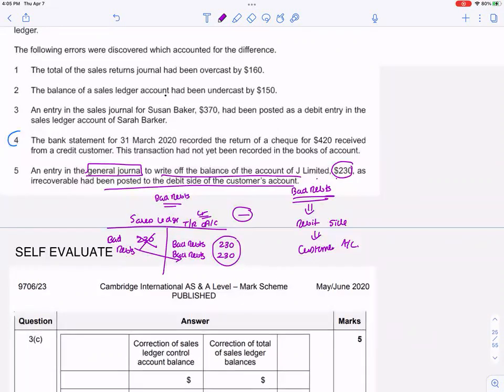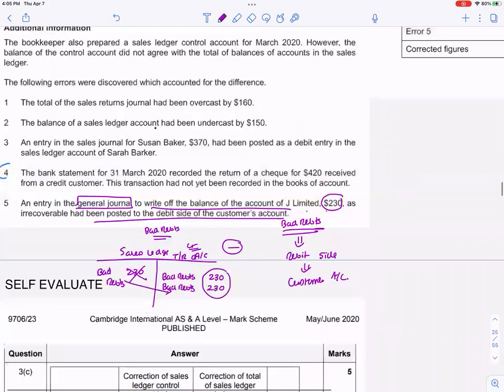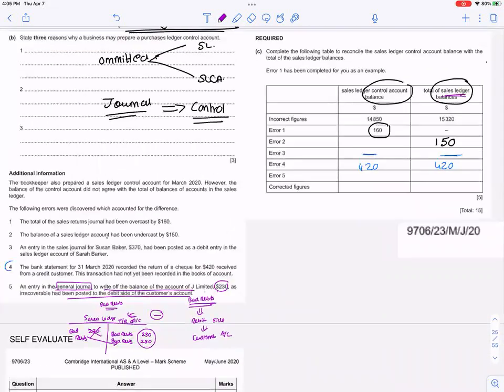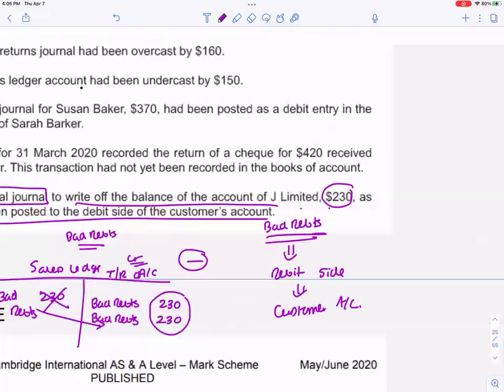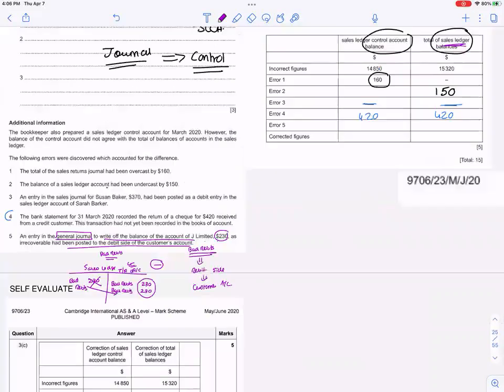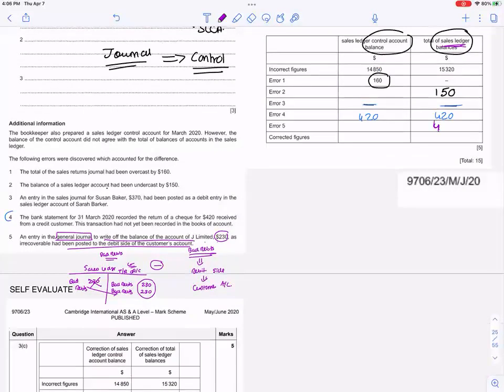Yes. Add or minus? Minus. Where? Control or customer account, sales ledger? Where have you done the error? Ledger account. So I have to do correction on the credit side, and correction on the credit side means minus. Any correction on the debit side will be add. Any correction on the credit side will be minus.